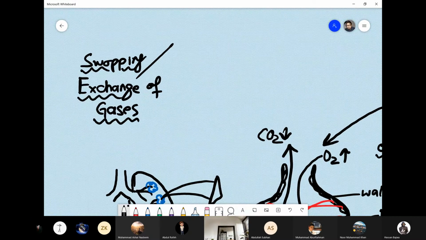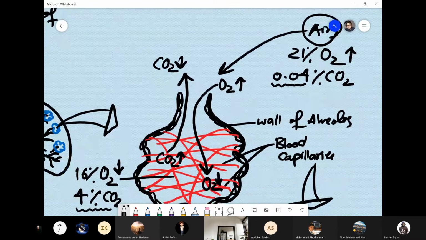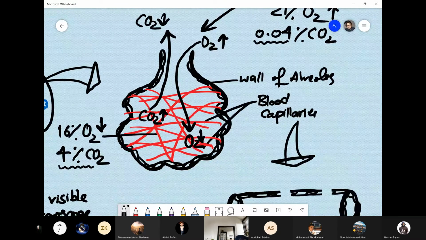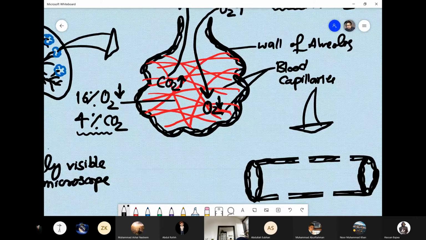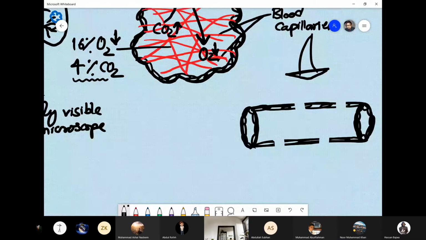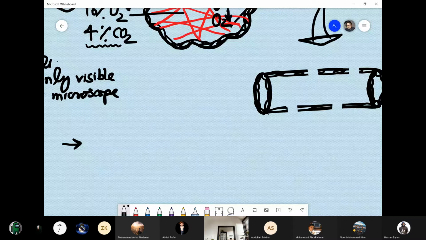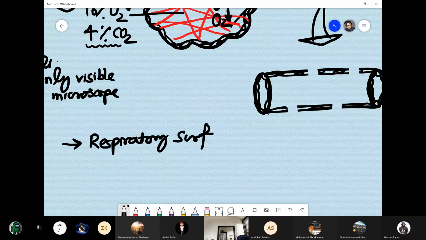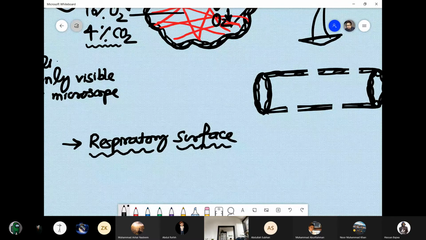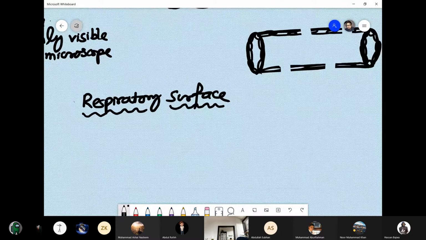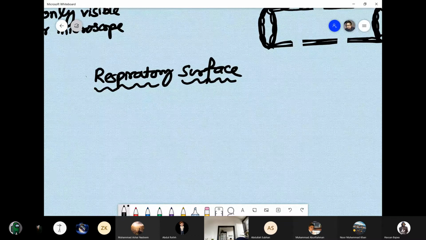Now, this exchange of gases is not a difficult process, it's an easy process. Question is, how is it easy? Now, please listen to this. You see, this is a 3 marks question which can come in the exam. First of all, these alveoli are called the respiratory surface. Now, how is this respiratory surface adapted to perform this job of exchange of gases? Let me explain it to you.